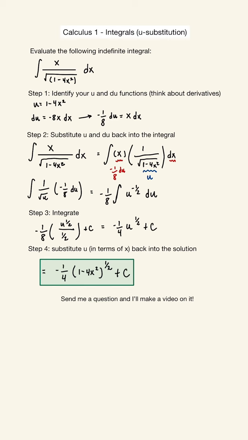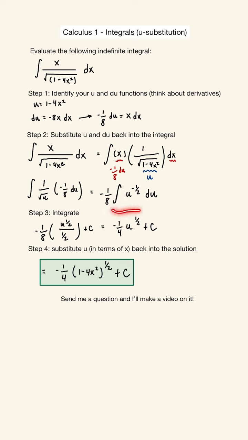And so I can go ahead and substitute my du for x dx and my u for the term within the square root. And so what I'm left with is the integral of 1 over square root of u multiplied by negative 1 over 8 du. And so after a little bit more simplification, I'll get the following integral where I factored out the negative 1 over 8 and I got rid of the square root fraction and just put that as u to the negative 1/2 power.